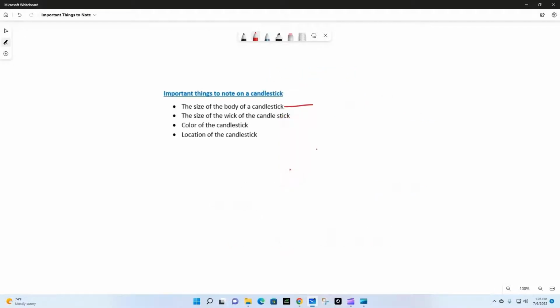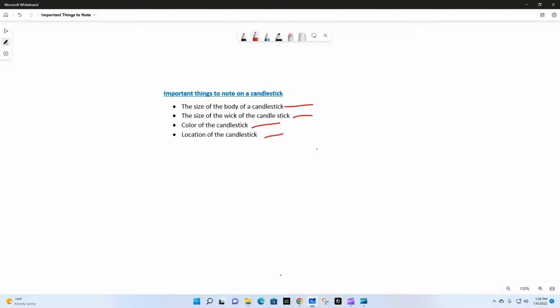Now let's see what important information we need to derive from the candlestick. First is the size of the body of the candlestick. Then we will see the size of the wick of the candlestick, the color of the candlestick, and the location of the candlestick.